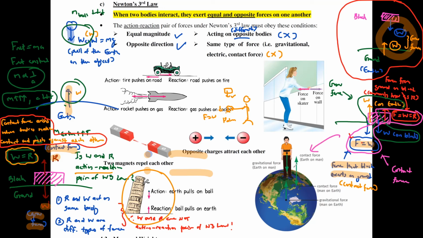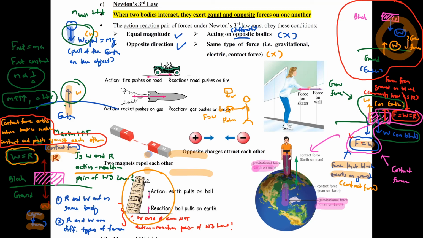Because you look at this one, you have a man that is standing on the earth. You will agree that there's gravitational force acting on the man that is exerted by the earth on the man. In return, there's also an equal opposite gravitational force exerted by the man onto the earth. So far, this one is okay, right? Yes. Okay.